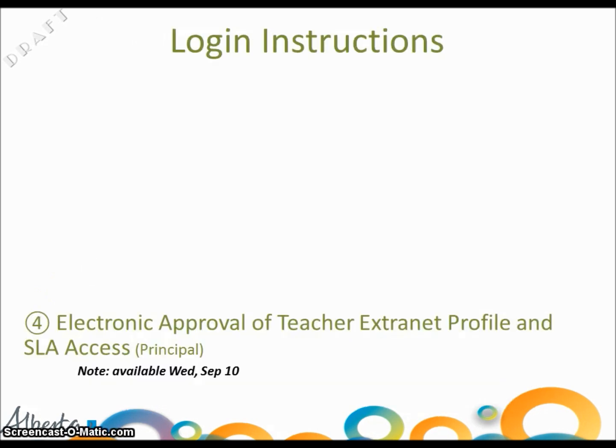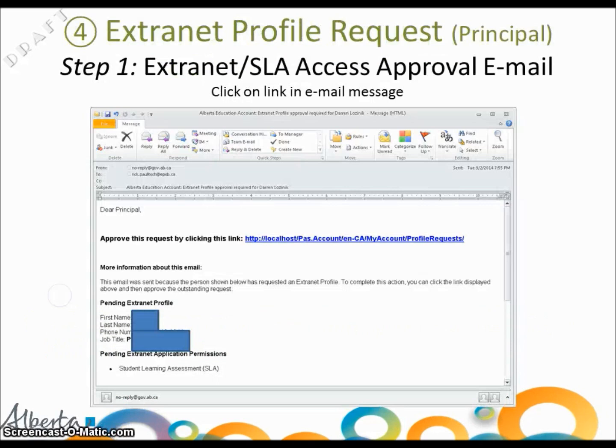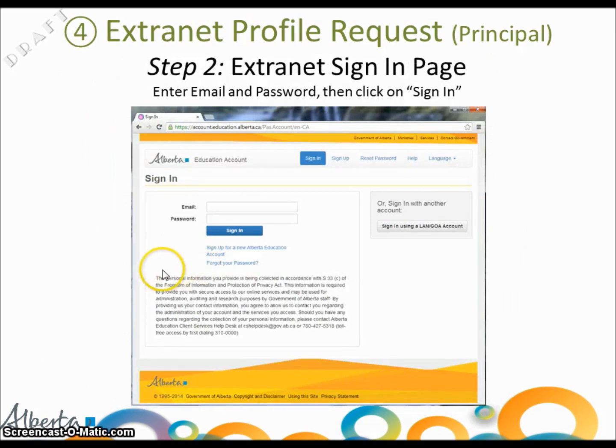Now the next step is for the principal. The principal, when you've hit Submit Request, will receive an email that says, Dear Principal, you need to approve this request. All they have to do is click on that link. Your name will show here, first name, last name, phone number, job title, and that you're asking to be approved for student learning assessments. The principal clicks the link.